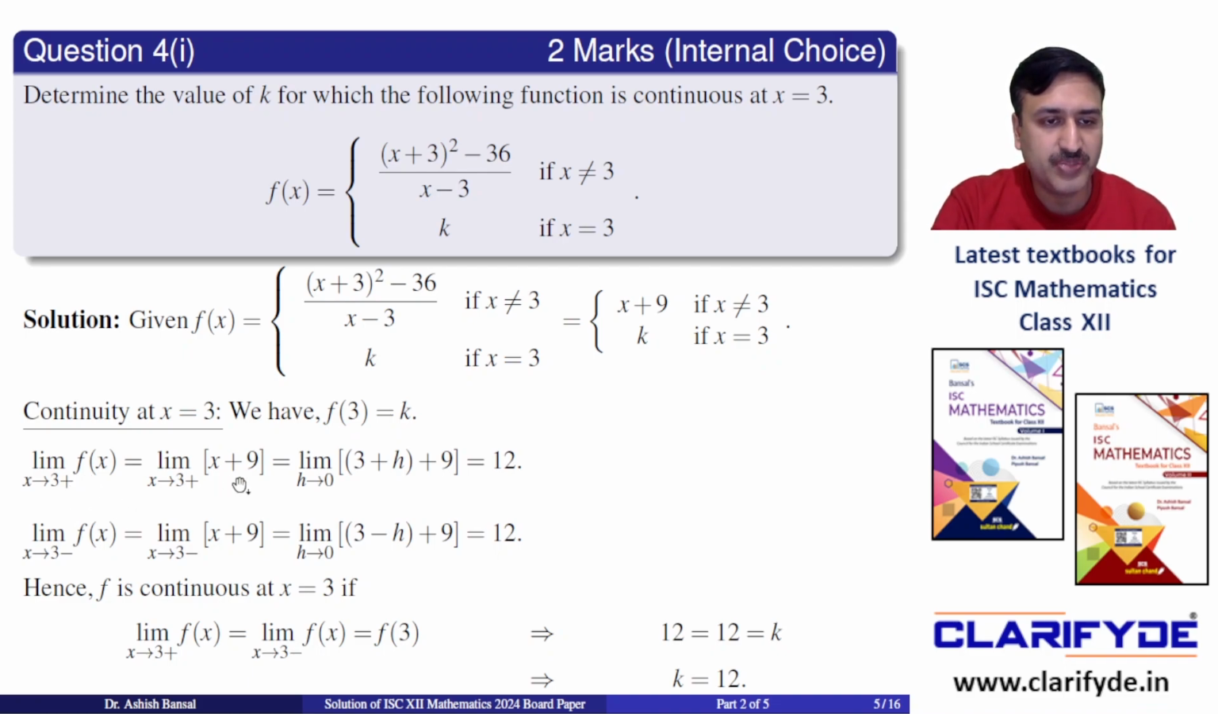So replacing f(x) by x + 9, then putting x = 3 + h, we can get the right hand limit as 12. Similarly, we can compute the left hand limit to be 12. So for continuity at x = 3, the right hand limit, the left hand limit and the value of the function at 3 should be equal. So this implies k = 12.